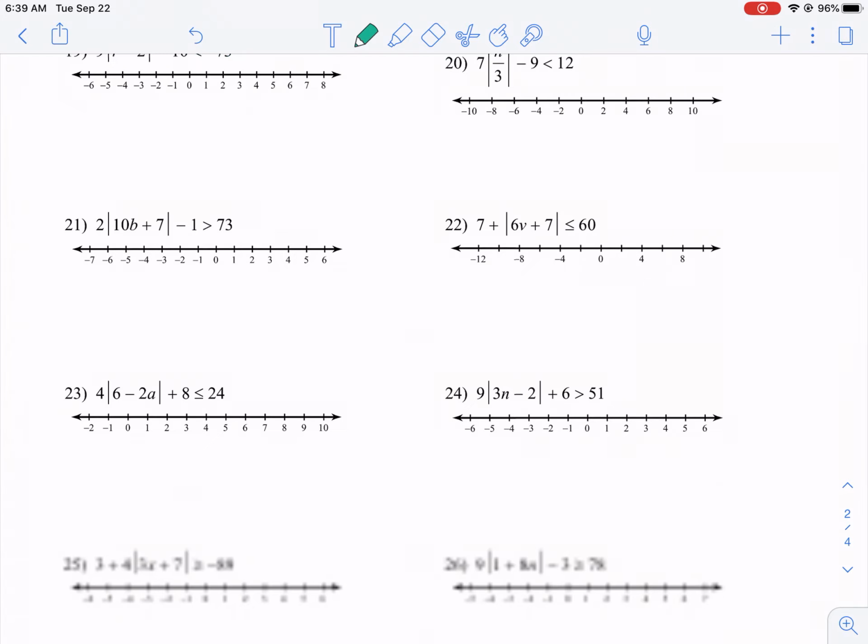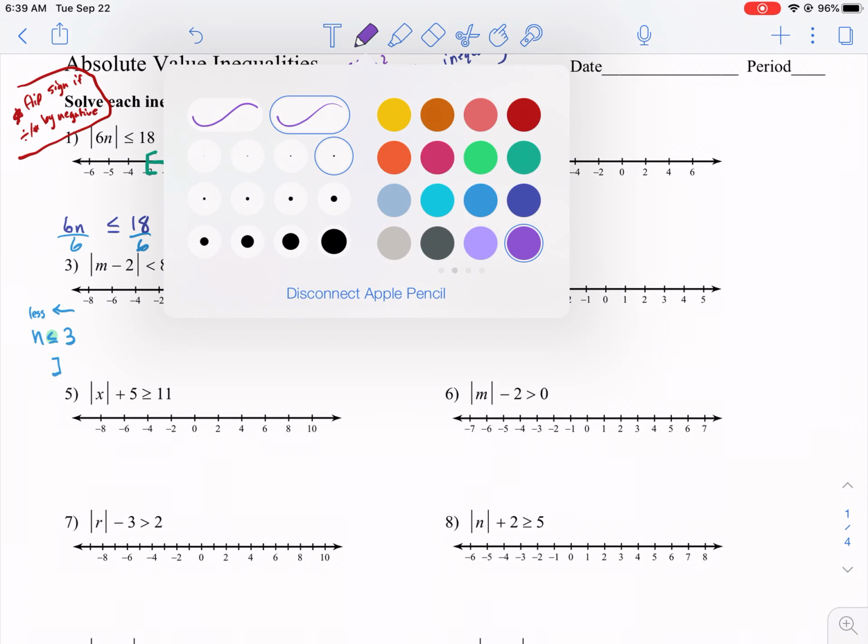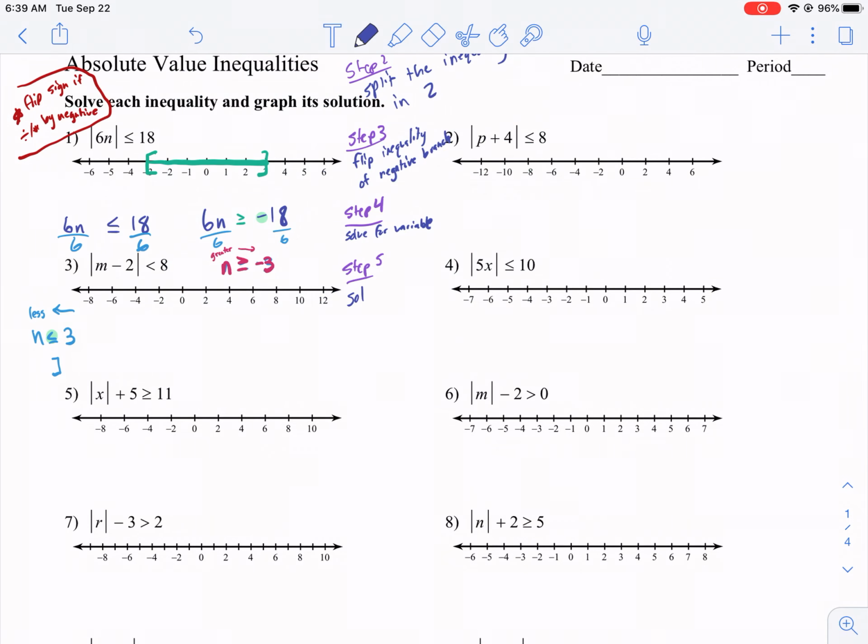First step, like we said. Oh, did I finish off the steps? Step 4, solve for the variable. Step 5, graph. Sorry, let's be thorough here. Not solve, graph. Okay, there we go.